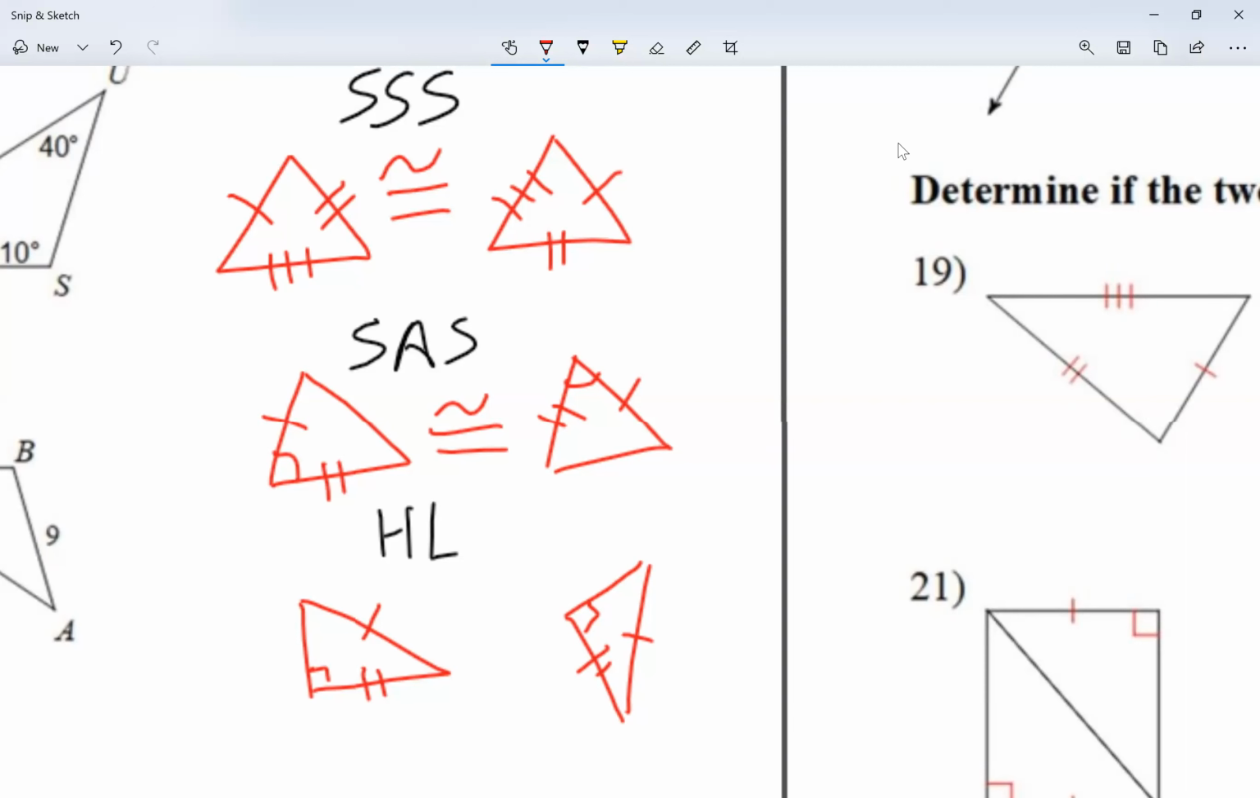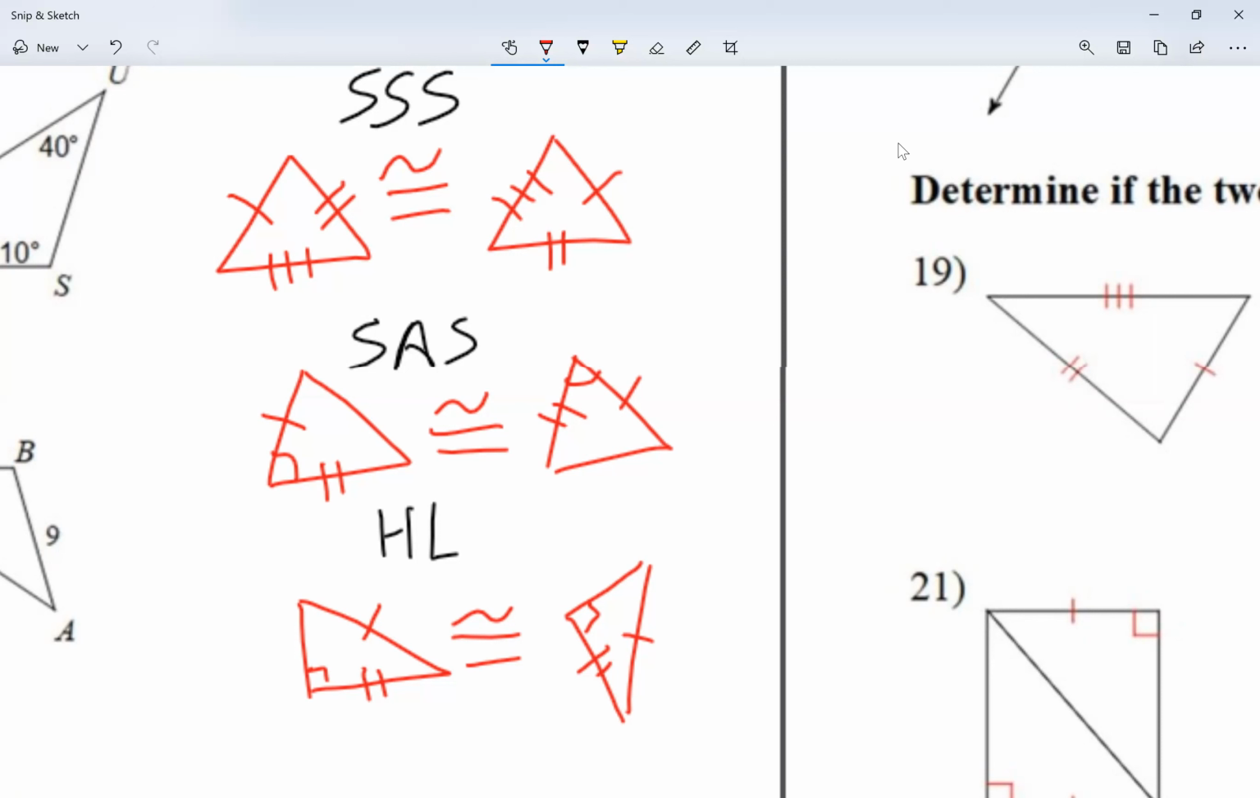So I need to have a hypotenuse and a leg. Even though I only use two letters, there should be three markings. I need a right triangle, and I'm going to say these are two triangles that are congruent. So hypotenuse leg: I need to have a right triangle and two sides. But notice that my angle is not the included angle.